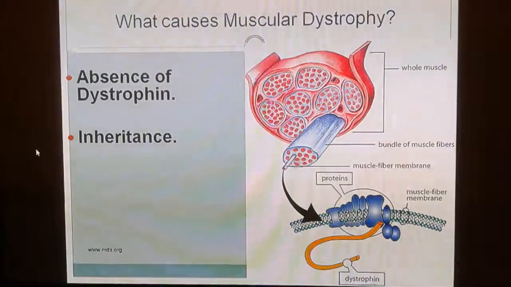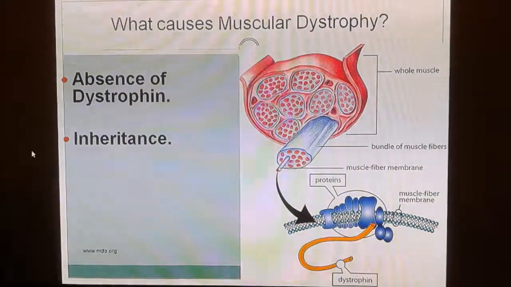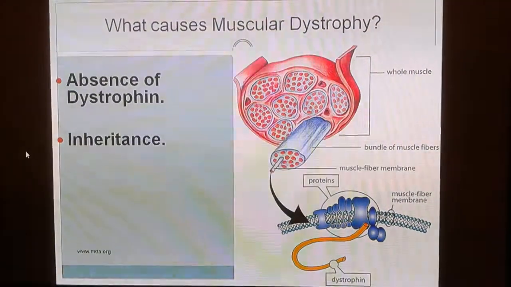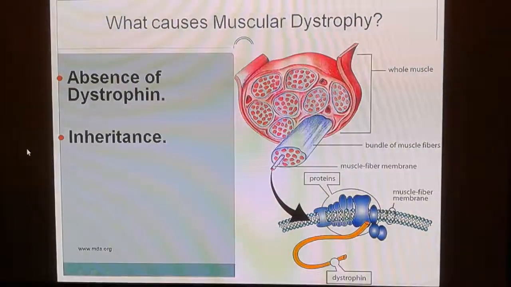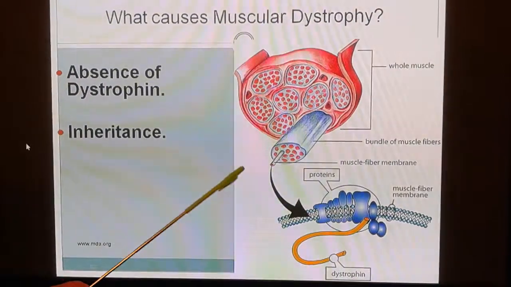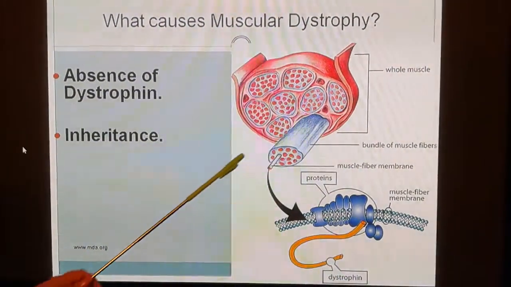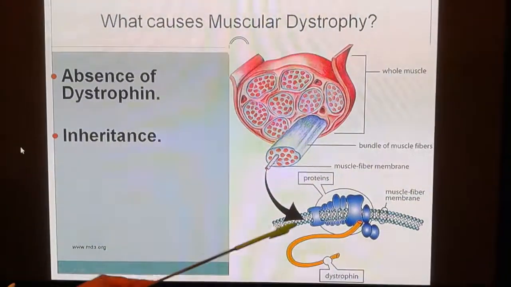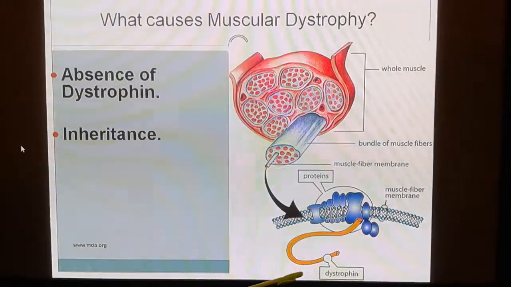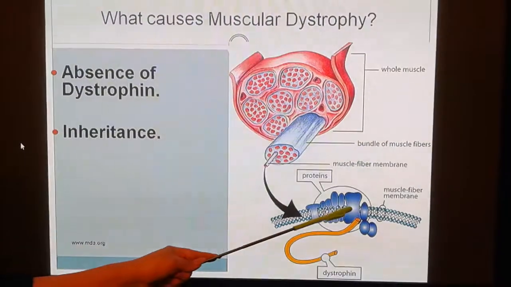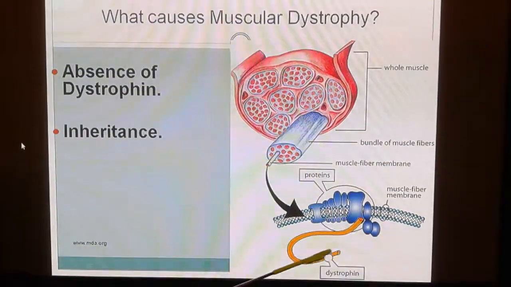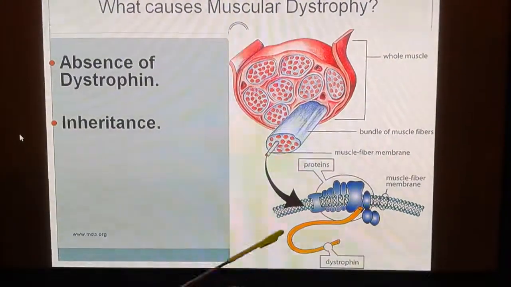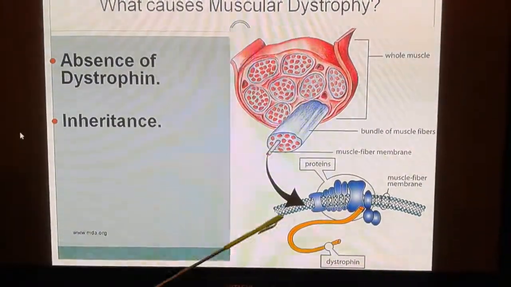Muscular dystrophy is caused by the absence of dystrophin, a protein involved in maintaining the integrity of the muscle. This diagram shows a muscle cell and its components. At the bottom, it has the muscle fiber plasma, and within the plasma, the dystrophin protein, which is this yellow squiggly line, and it is attached to the other proteins.